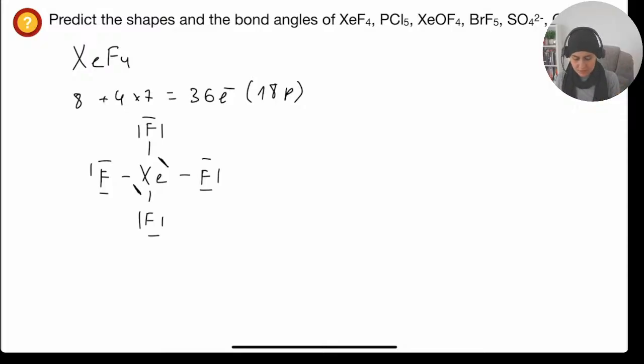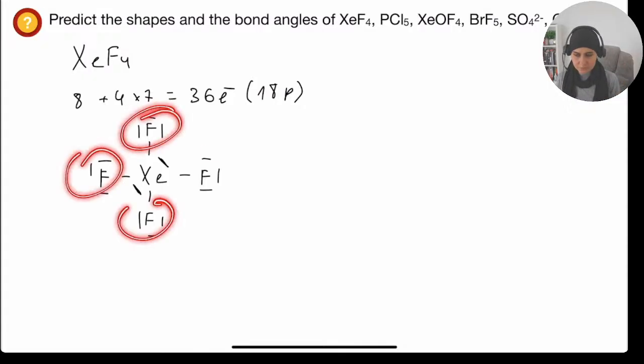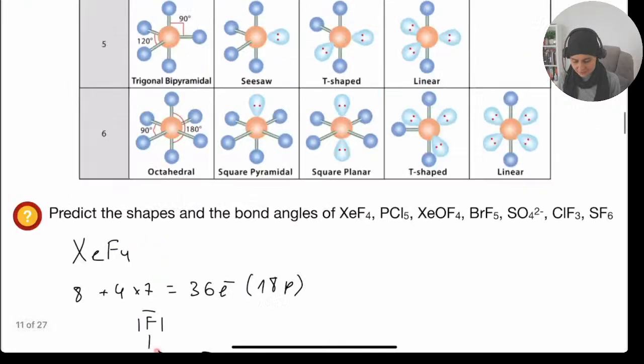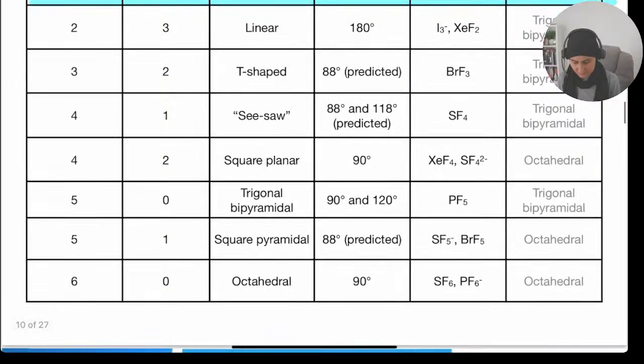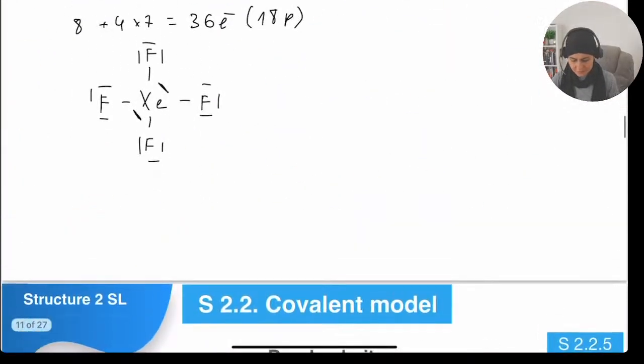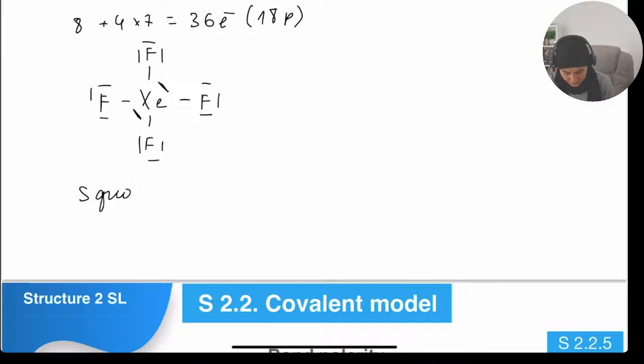Now let's look at its shape. So I go to the table. It has 4 atoms bonded to the central atom and 2 lone pairs, which gives me a square planar shape, bond angle 90 degrees. That's how you use the table. But careful, what do they ask? Did they ask for actual shape or electron domain geometry? Well, electron domain geometry would be octahedral, but they didn't ask about that, so that's not what I write. So that's square planar. And the shape names, you need to know how they are in the syllabus, so don't invent your own shape names.